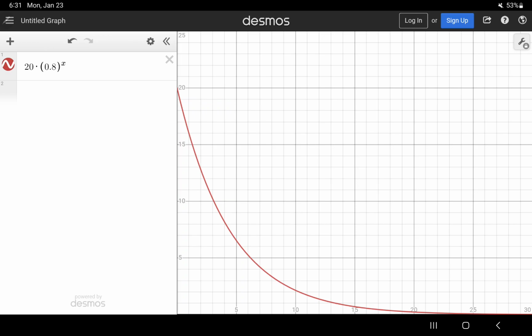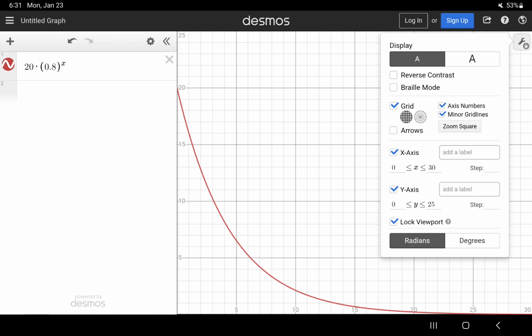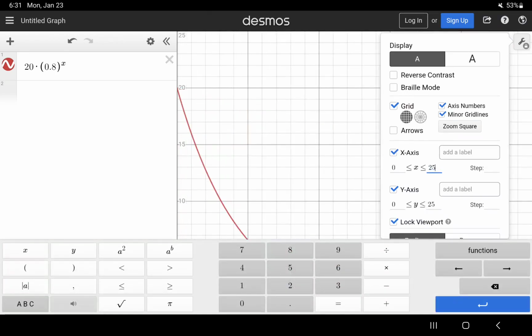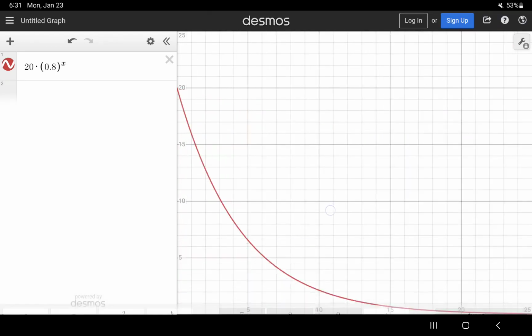So I think probably around 25 would be best. Right around here, there's nothing really much happening after 25. All right, so I would say this would be a good representation of that function. 0 to 25 on the y-axis, and then 0 to 25 on the x-axis as well.